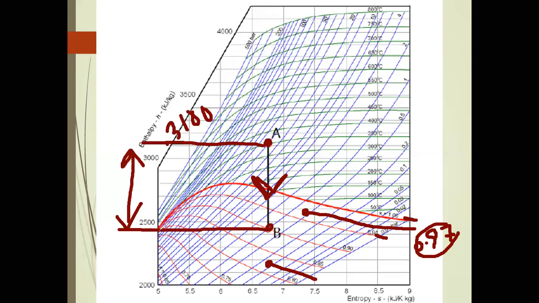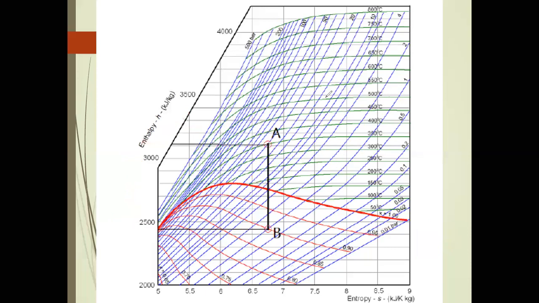Similarly here, you can see that it is between 2400 and 2500. So I can consider this as 2450. In this way, if I subtract this value, I can get the enthalpy drop.